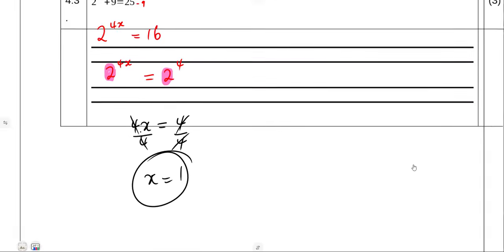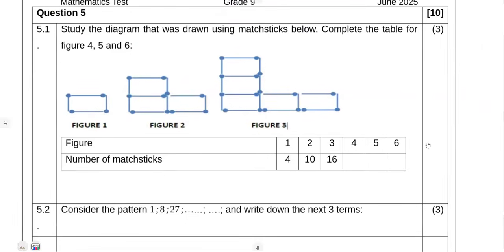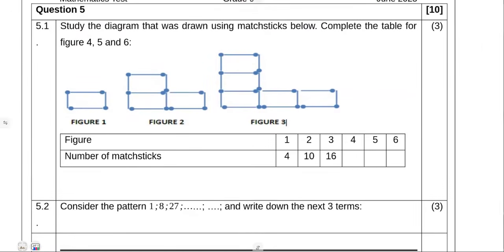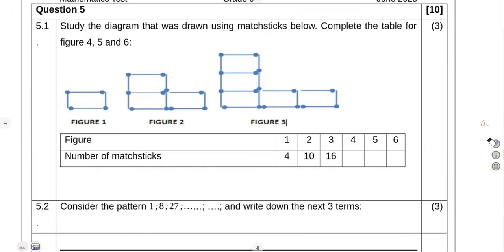So you see, guys, it's just a matter of playing around with the questions that we are given. On question number 5, or you are given 5.1, study the diagram. You must study and see what is exactly happening there, all right? So if we are to study this diagram, we can see that, right? Then complete the table 5 in figure for what? For figure 4, 5, and 6. This is figure 1, 2, 3. So guys, it's just a continuation here.